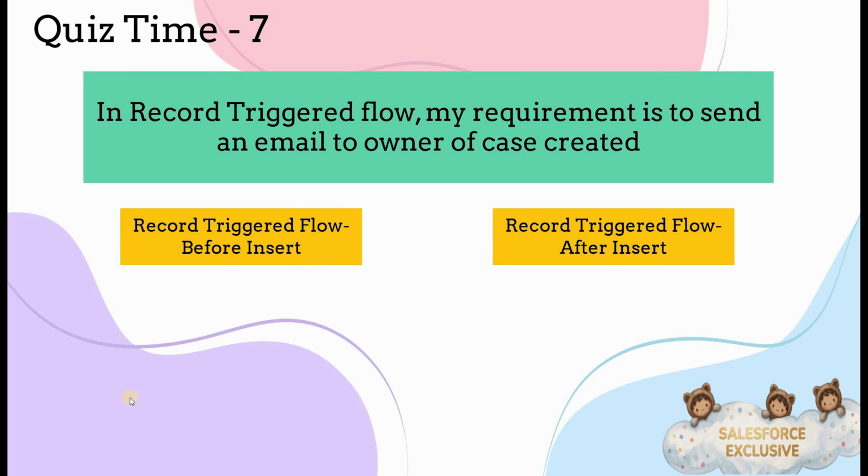In record triggered flow, my requirement is to send an email to the owner of the case created. Which option is suitable here? A record triggered flow before insert or record triggered flow after insert? So after a case has been created, we need to send an email. And the answer is after insert. As you remember the thumb rule, it's not pre-populating of fields or a validation error. This is out of it. You need to send an email, or if you want to send a customer notification or any other action, it should go to after context. As this is a case creation scenario, it is after insert context.